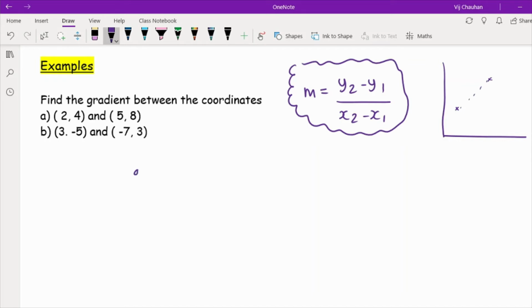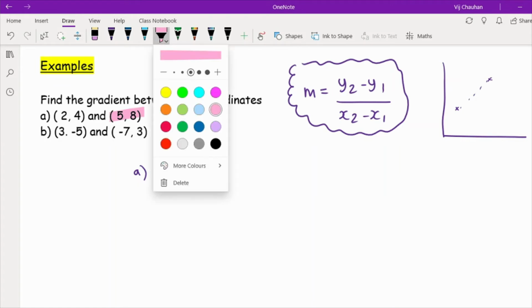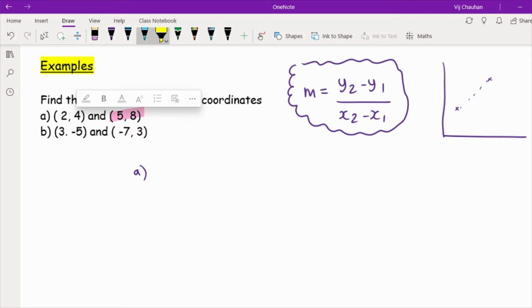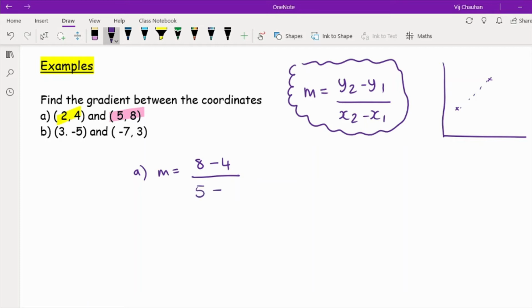So looking at A, all we're going to do here is substitute the numbers in. This is my second coordinate, and this is my first coordinate. So the highlighted part is going to be, let's say, my y2, y1. There we are. Right, so here we've got m equals, and it's going to be 8 minus 4 over 5 minus 2.